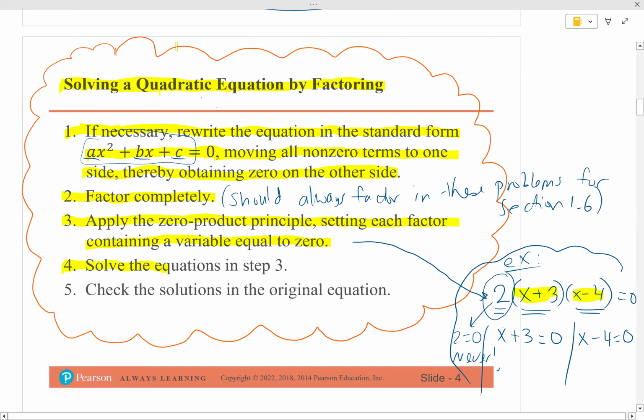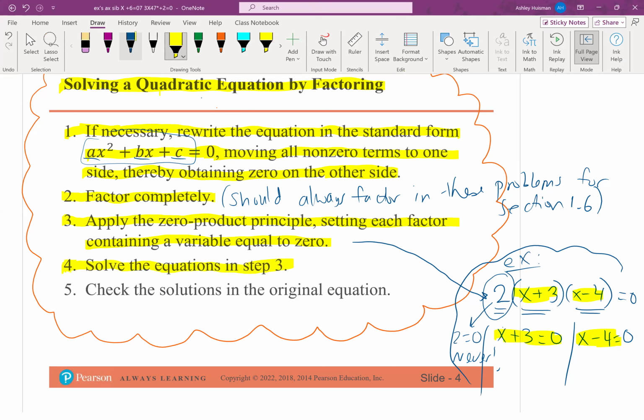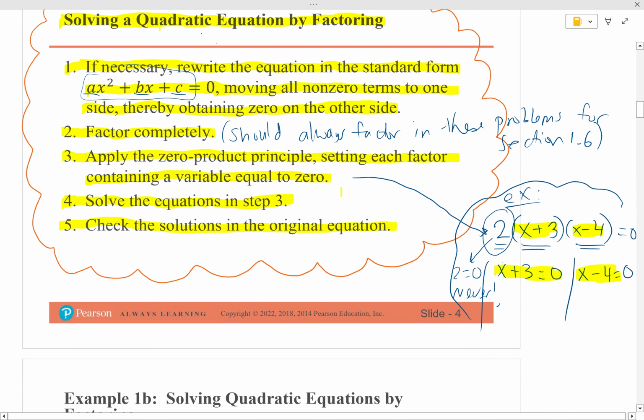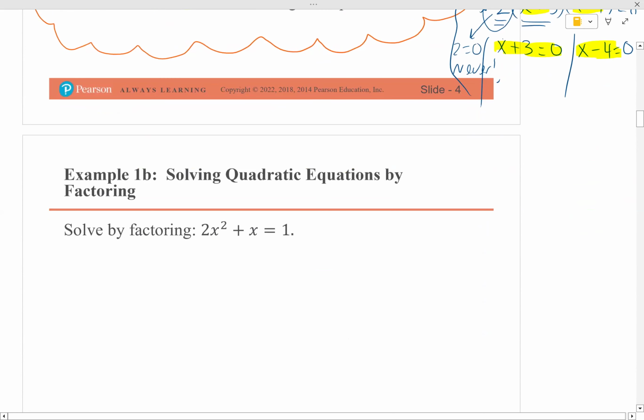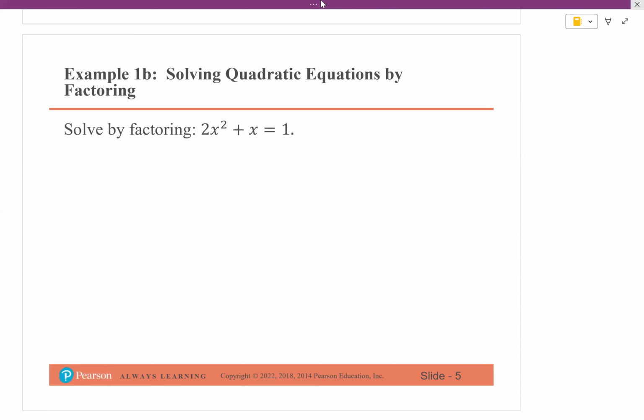All right, then once you do that, you're going to solve the equations in step 3. So in other words, just do some simple arithmetic to solve; they should be linear equations now that you've factored it fully. And then once you're done, check the solutions in the original equation. As long as you did all the steps right, those solutions should work, but you're just checking to make sure you didn't make any mistakes.